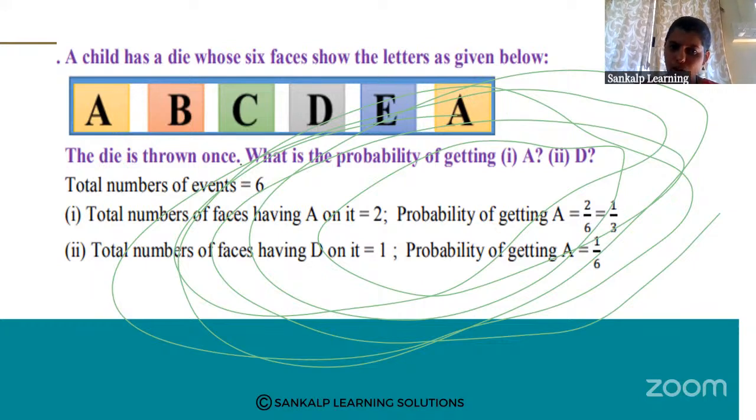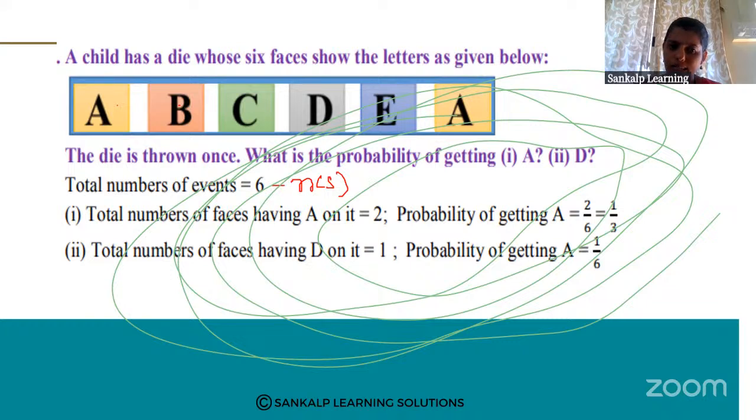A die is thrown once. What is the probability of getting A, D? See how many events are there. So how many total number of events you will get? So 1, 2, 3, 4, 5, 6. 6 events you will get. This I will call it as total number of events, that is n of S.